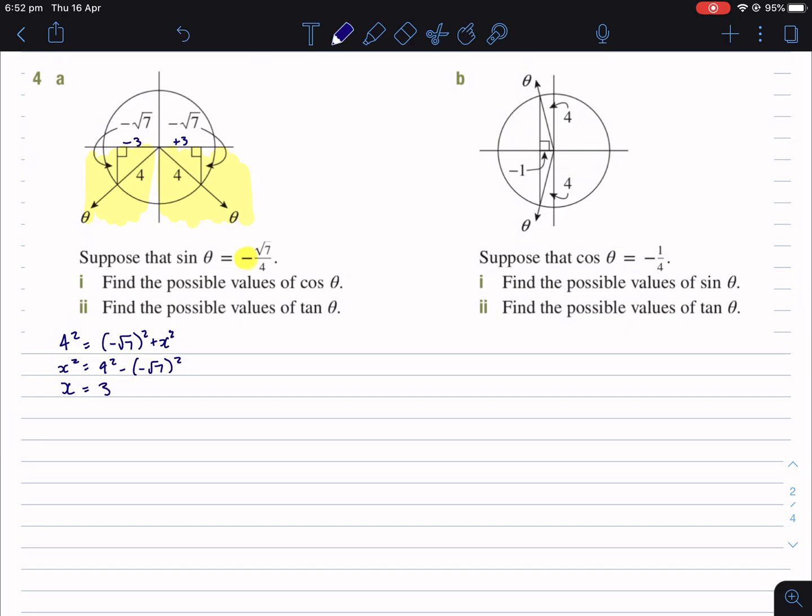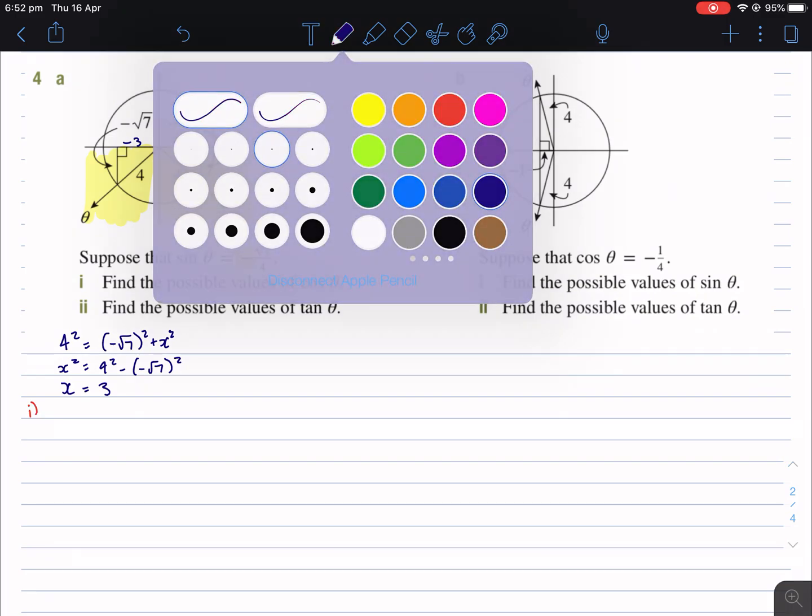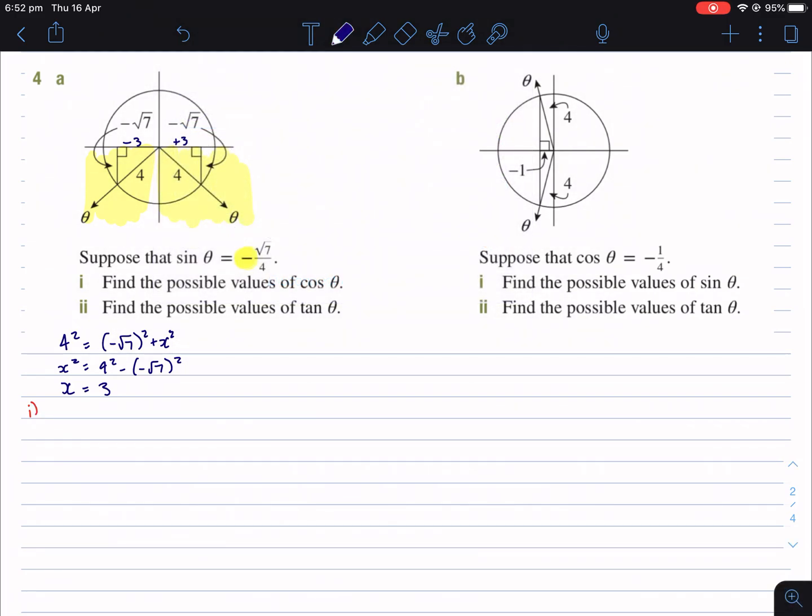So we need to go through, and for both of these triangles, we need to find cos theta, and then we're going to need to find tan theta. So cos theta, if we have a look at the triangle on the left, we can see that it's going to be adjacent over hypotenuse, it's negative 3 over 4. Or if we look at the triangle on the right, it would have been positive 3 over 4.